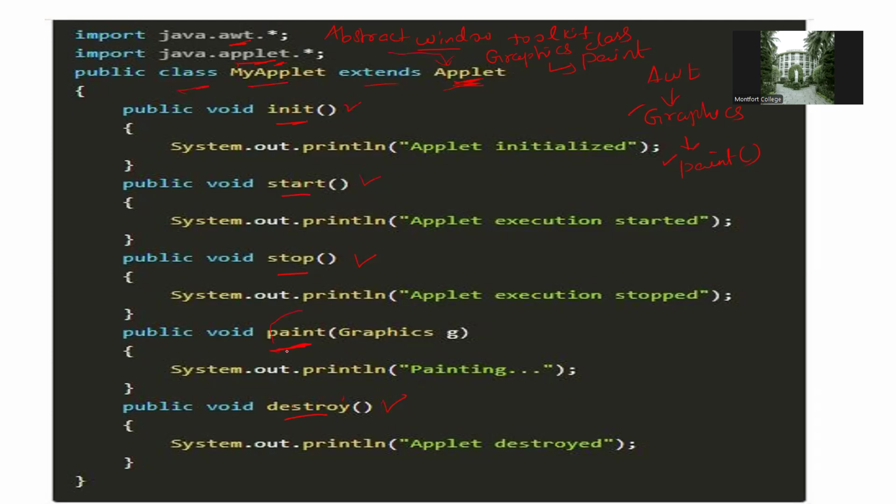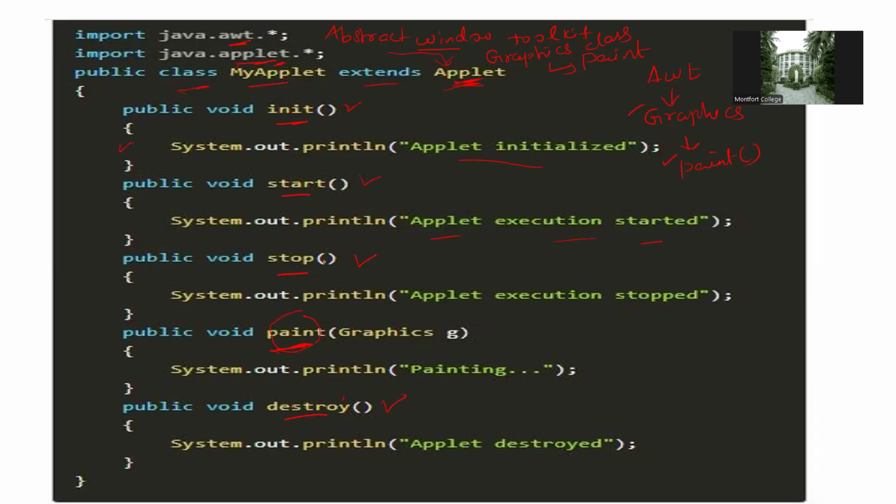Okay, paint belongs to what? Paint belongs to the graphics class. Okay, all right. So what are the things we have inside it? See, in this function, we have applet initialization. So init means what? Initialization. That's why applet initialization. And in the start method, what do we have? Applet execution started. We are just printing.